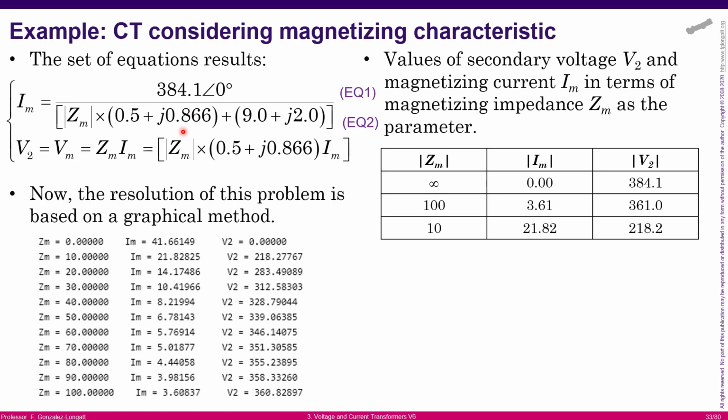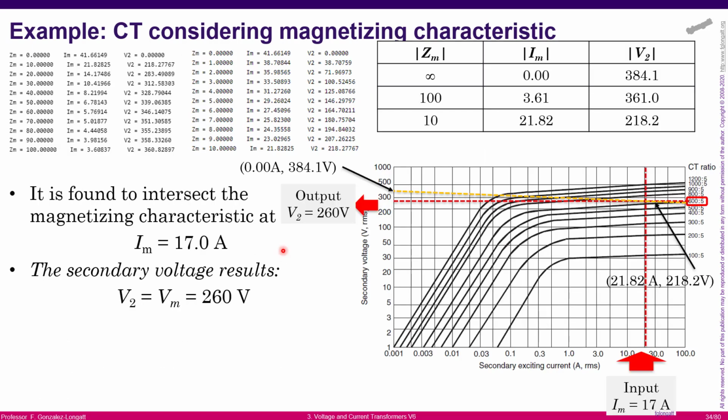One way to solve this problem is using some mathematical calculation, numerical calculation. For instance, we can change the magnetizing impedance. Here I show the MATLAB result from 0 to 100 ohms, and we can create a table, and that table presents the magnetizing current, and here showing the magnetizing voltage. Okay, why is this extremely important? Because the next step is probably the most critical.